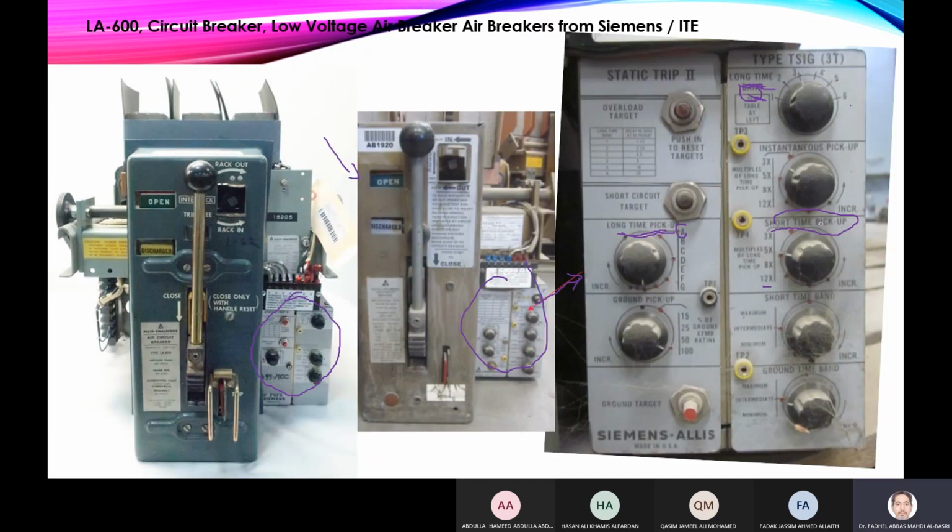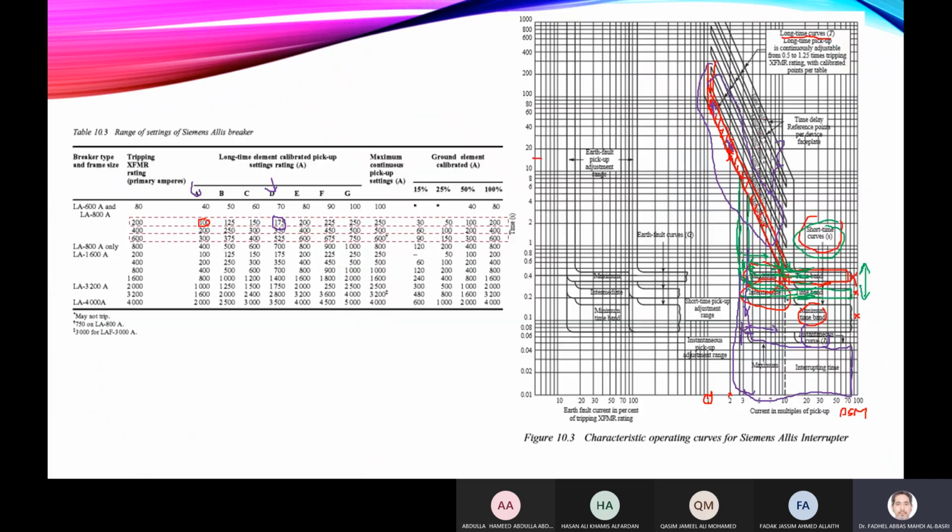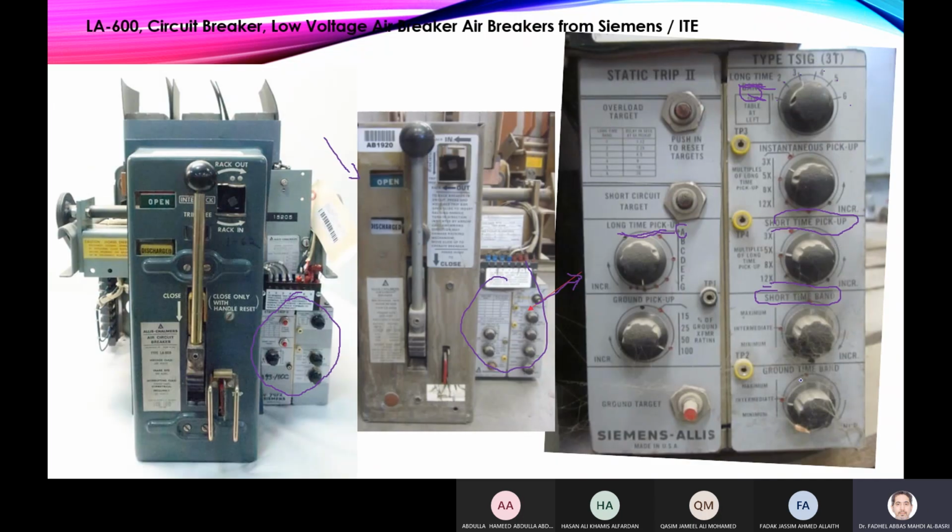So for the short time, this is the pickup setting for the current pickup. For the time setting for the short time, this is the short time band setting, which you are changing, the green one here, either minimum, intermediate, or maximum band for the short time curves. And for the instantaneous, this is the instantaneous pickup setting at 3x, 5x, 8x, and 12x. Okay, you can set it.